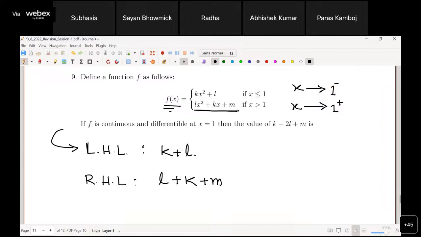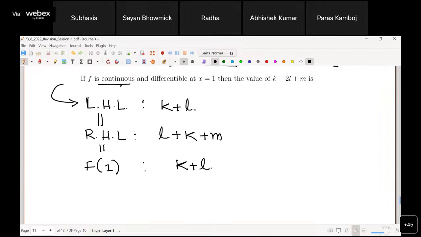So f is continuous when these two things are equal, as well as equal to f of 1, which is k plus l. We don't have to take these two things twice. Here we are getting k plus l, and here also we are getting k plus l.